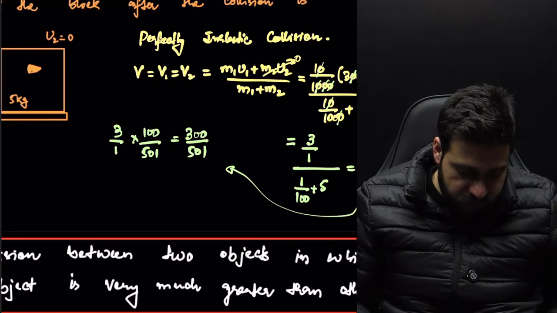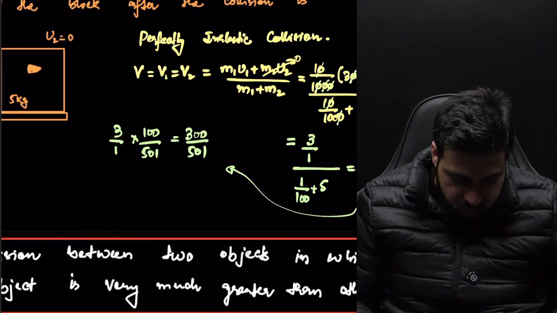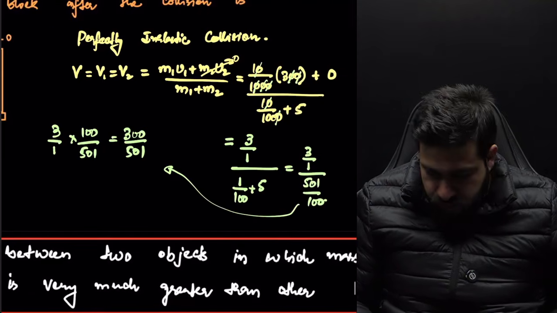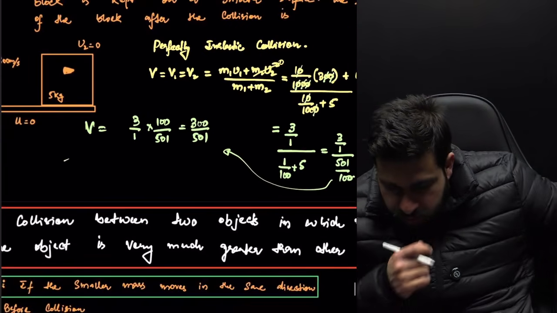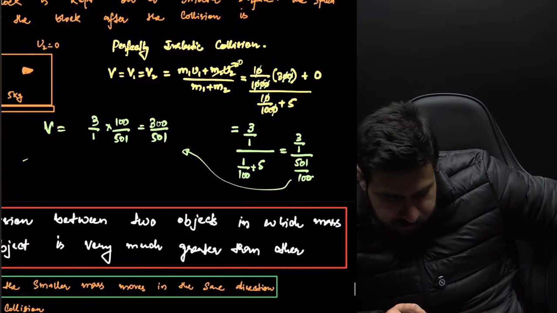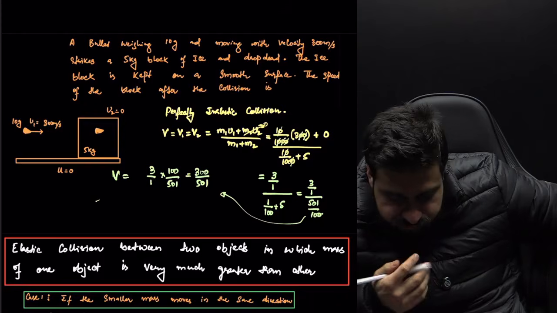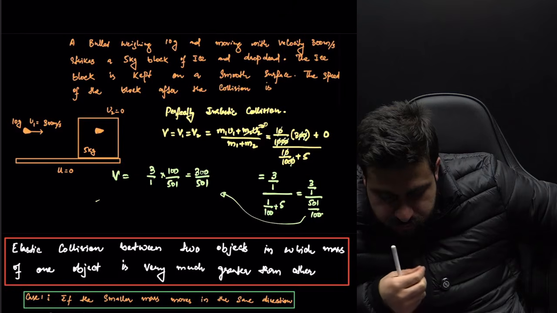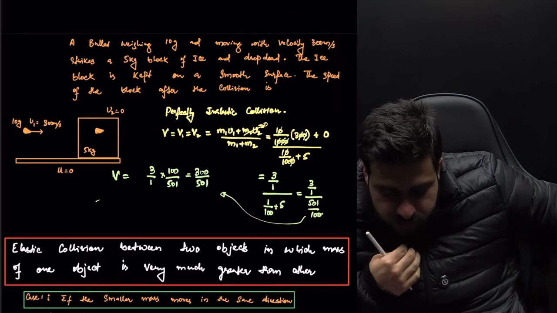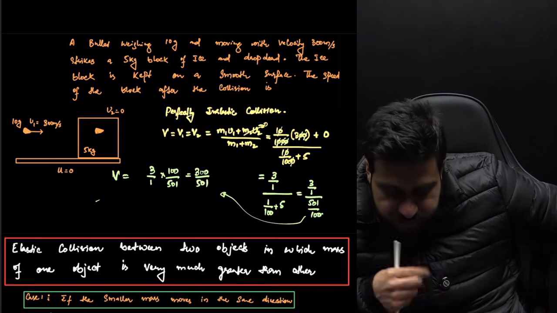300 divided by 501. This is coming out to be the velocity. I hope this is crystal clear. You can approximately say 3 by 5.